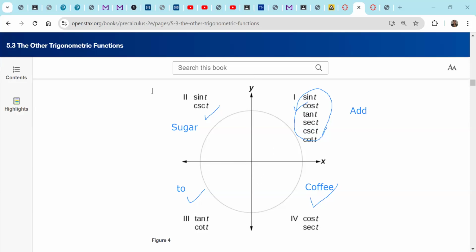An analogy to memorize is add sugar to coffee: A for all, S for sine and cosecant, T for tangent and cotangent, C for cos and secant. Okay, so with that said, if any question came to your mind, let me know. Taking us forward from that.